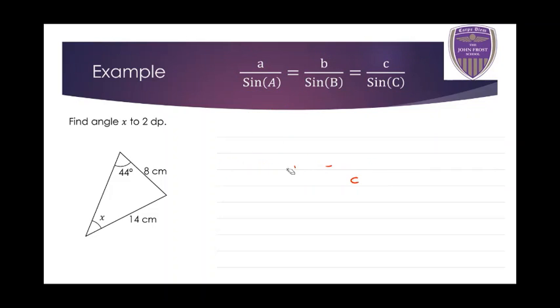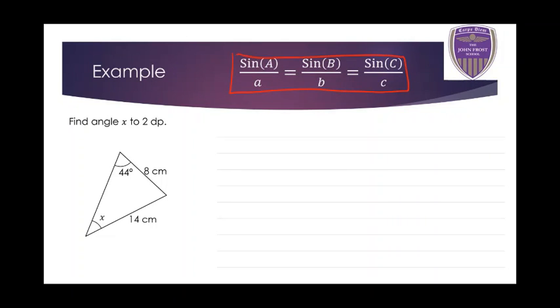So let's change the formula at the top of the screen. Let's get rid of all this. Let's change the formula. There we go. So this is what we're going to be using to find missing angles using the sine rule. Okay, so let's have a look at our first triangle. We're looking to find angle X.